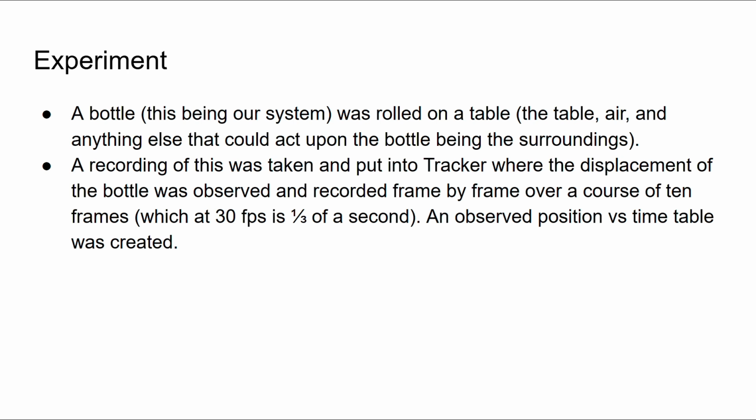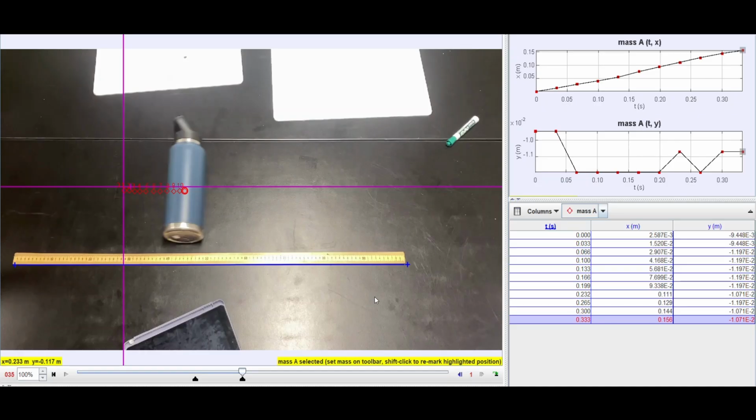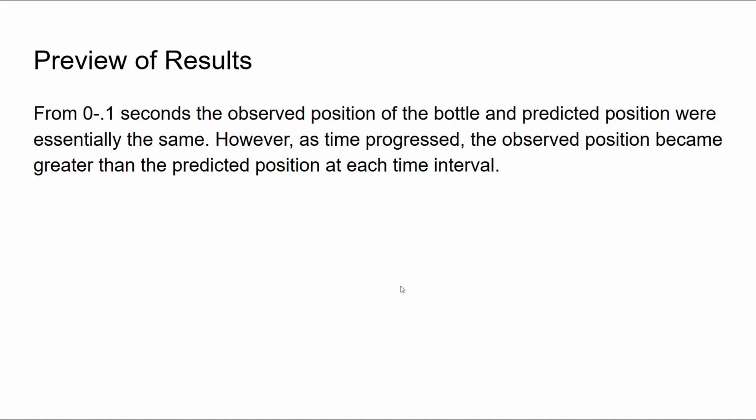A recording of this was taken and put into Tracker, where the displacement of the bottle was recorded frame by frame over 10 frames, which at 30 frames per second is 1/3 of a second, and an observed position versus time table was created. Here's a screenshot of Tracker with the observed position versus time table over here.